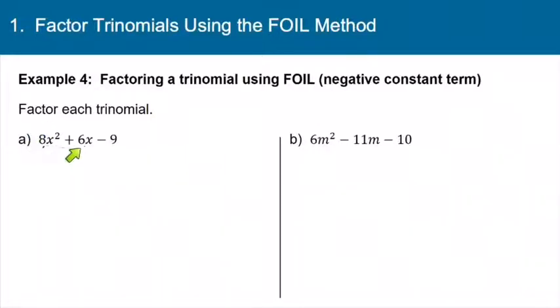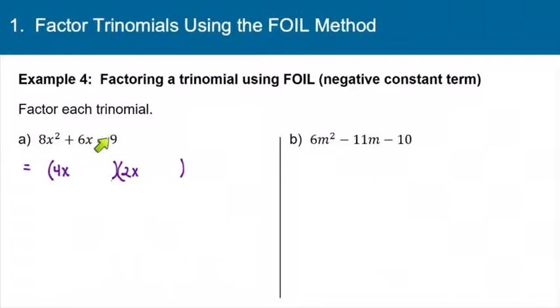Here we have 8x squared plus 6x minus 9. Notice that there's nothing besides 1 that goes into all three terms. X is not common, so there's no GCF to factor out. So we'll start by putting down our two empty pairs of parentheses. Now 8x squared could either be 8x times 1x, or it could be 4x times 2x. Let's go ahead and put down the 4x times the 2x.